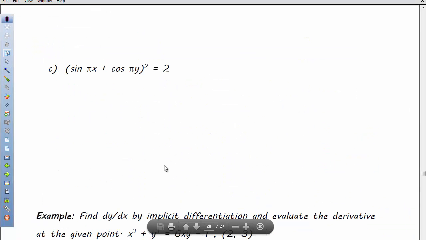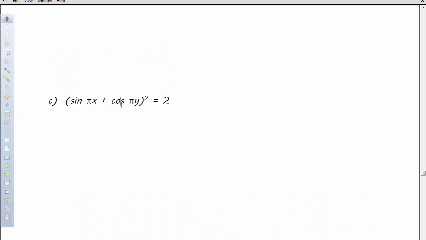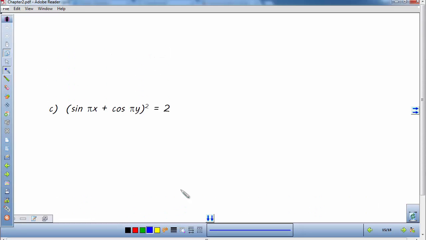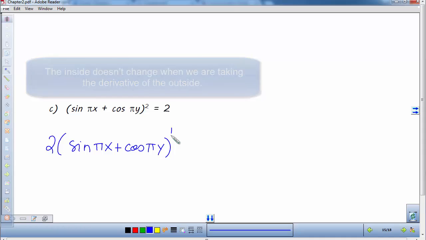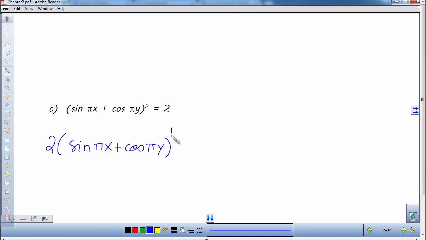And this time, notice that the square is on the outside, so I've got to deal with that first. Okay, so that is definitely on the outside, so I'm going to say 2 times sine pi x plus cosine pi y, and that's to the first. So we've dealt with the outside because it was just a square. The inside didn't change. Now we take the derivative of the inside.